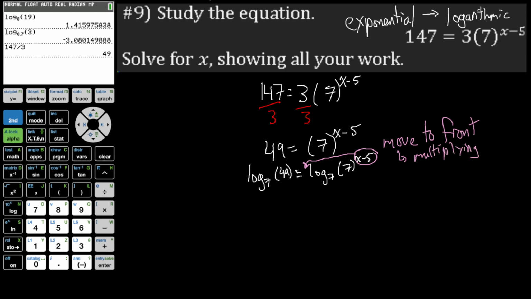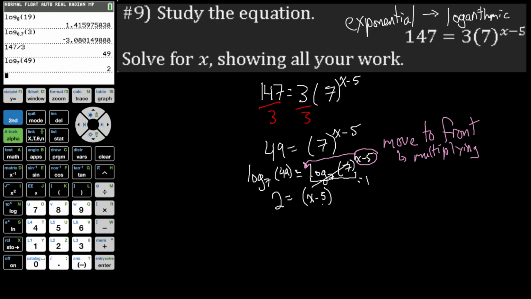Okay, so let me show what I'm talking about. Let's do that one on the side too while we're at it. I have log base 7 of 49, and my result should be 2. Yep. And so I have 2 is equal to x minus 5, and we said this all goes to 1. So that's why we can cancel it out.